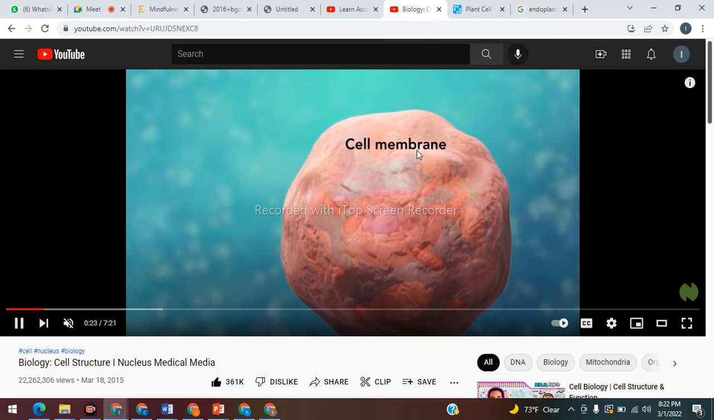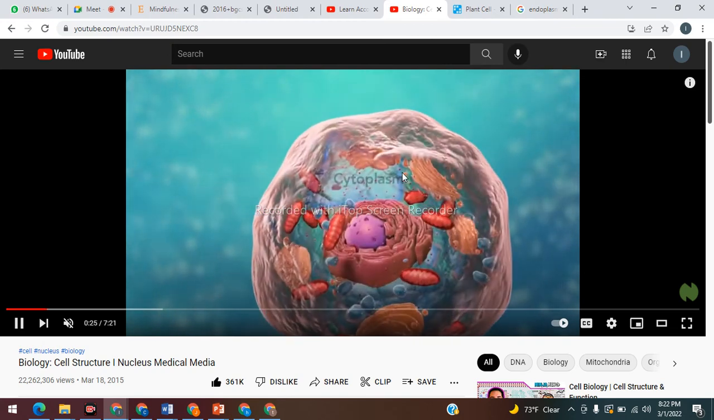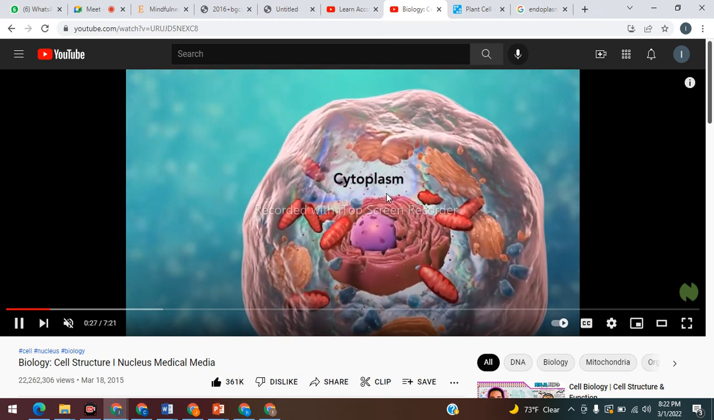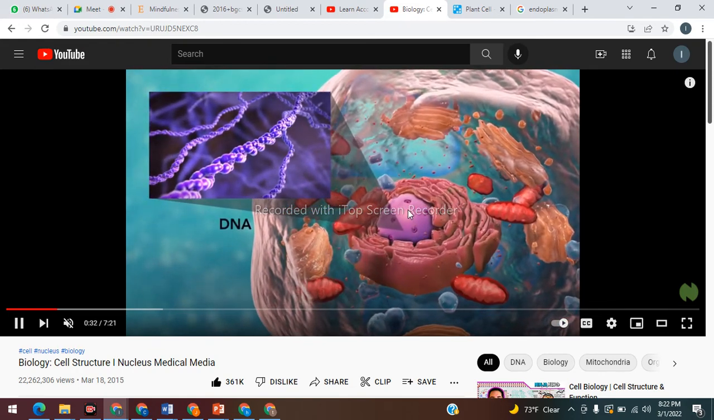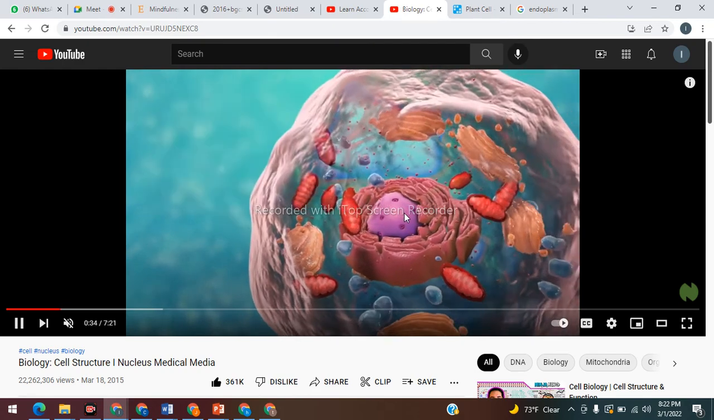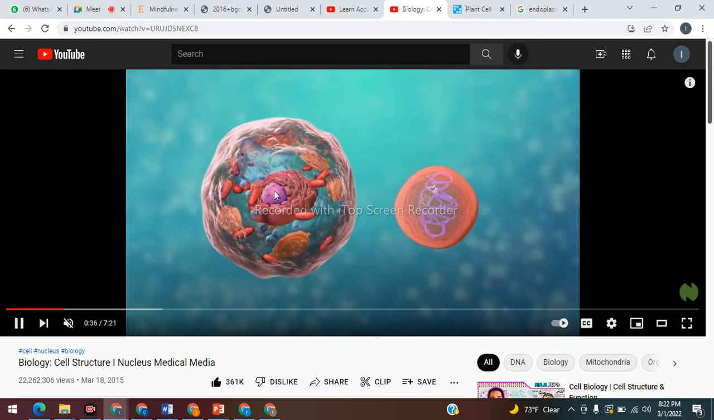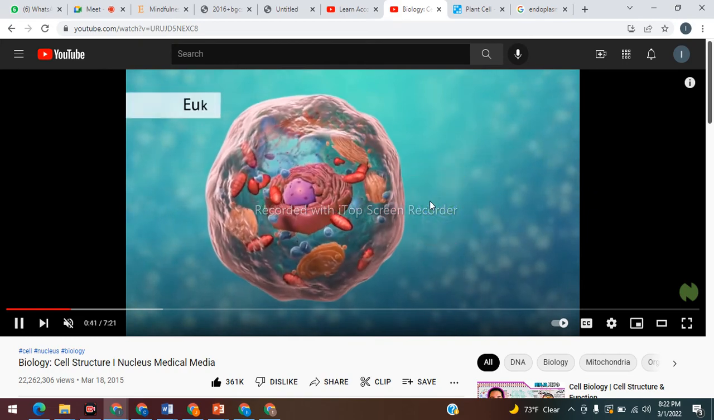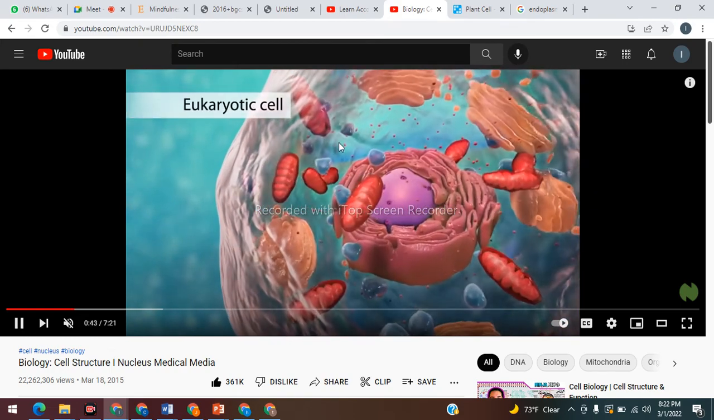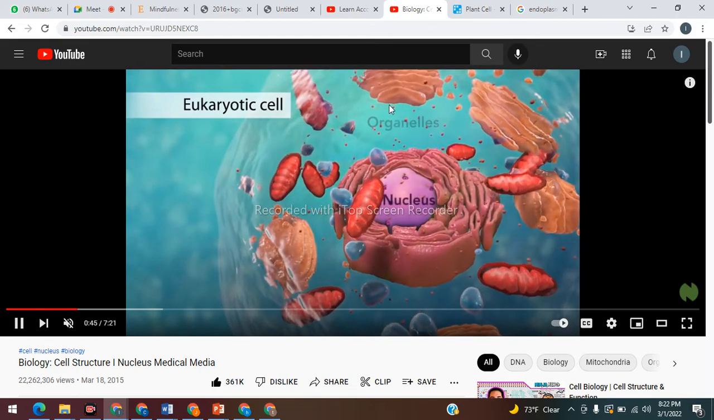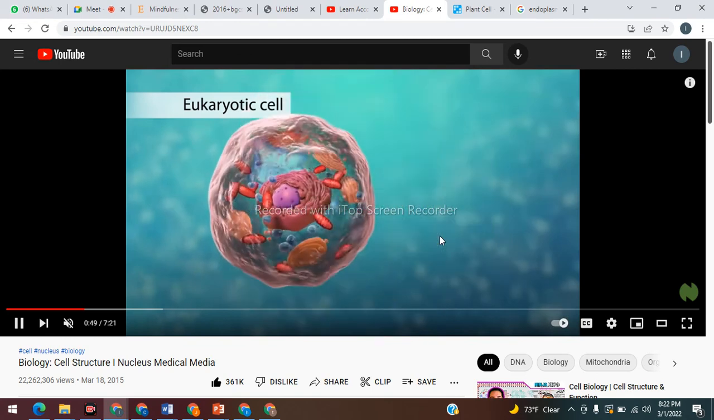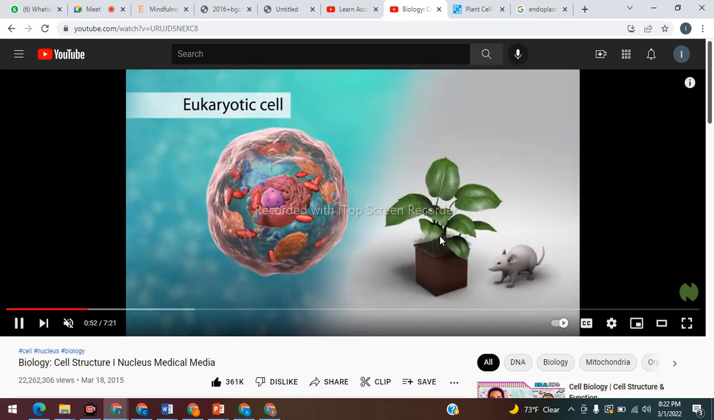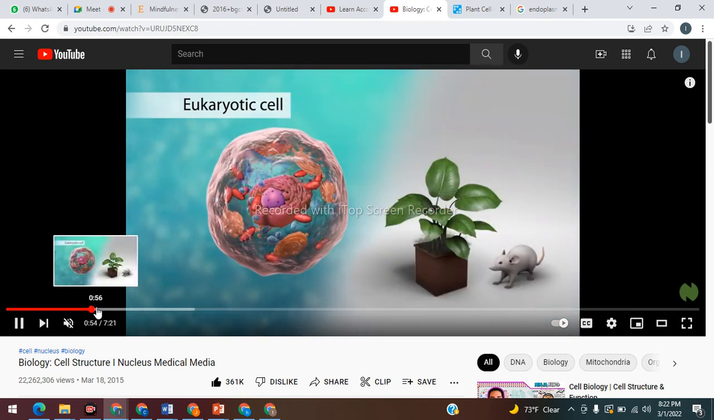So the cell membrane is the outer covering that they highlight. The cytoplasm is the jelly stuff that it's floating in. Here they're talking about the nucleus, and how the nucleus has DNA, which is the genetic code of the cell. It's a eukaryotic cell. The organelles are all these different parts inside there. Okay, what else are they highlighting for us?